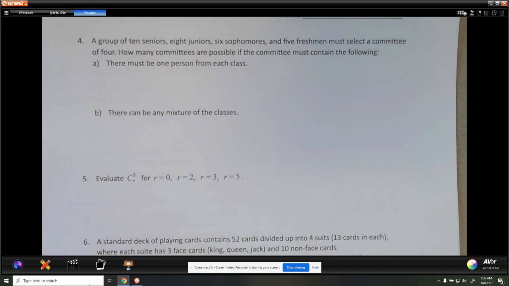A group of 10 seniors, 8 juniors, 6 sophomores, and 5 freshmen must select a committee of 4. How many committees are possible if the committee must contain the following? Part A, there must be 1 person from each class. Part B, there can be a mixture of any classes. All right, so we need to use that little flow chart on your notes for this.